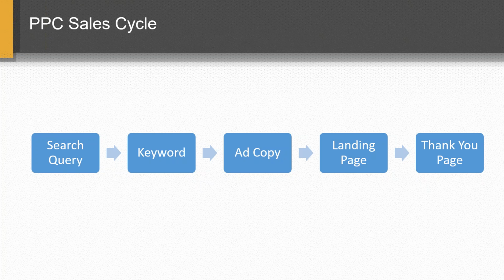So we start with the search query. We want our keywords targeted enough that they match the search queries well so that we can capture the correct intent from the searcher. Then using keywords, benefits, and a call to action, we capture the attention of the searcher and they click on our ad. That will direct the searcher to a designated landing page. This is where a lot of PPC campaigns struggle.